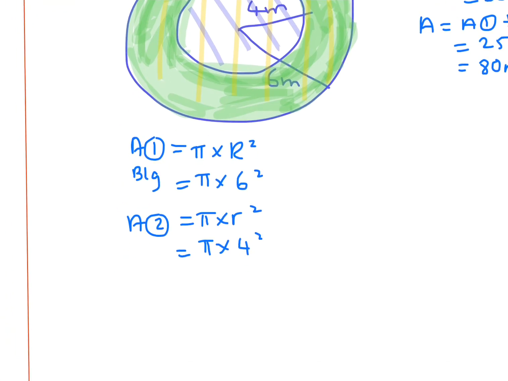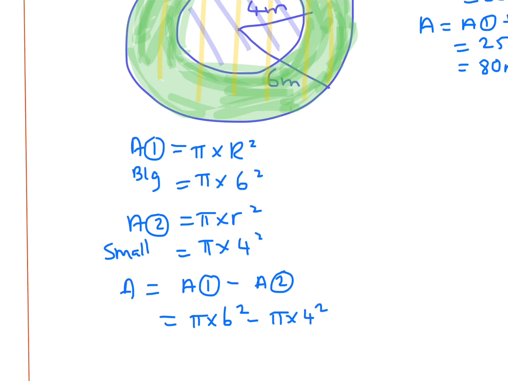Now, instead of subtracting two rounded off answers, if we just put in our calculator like that, it'll be area 1 minus area 2. So it'll be pi times 6 squared minus pi times 4 squared. And you end up with 62.8 metres squared.